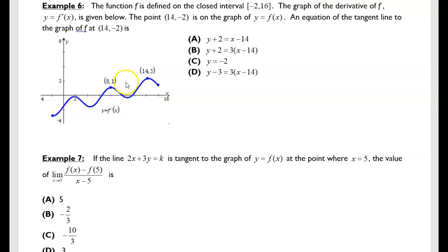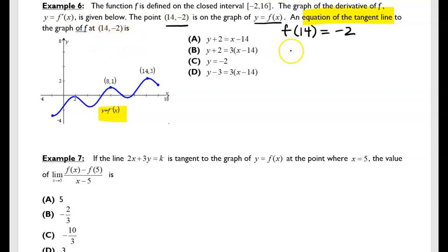In example 6, it tells us about a function f that's defined on the closed interval from -2 to 16. The graph of the derivative is shown here. So again, pay attention, this is the graph of the derivative. So it's talking about some other function f of x, which is not shown. The one that is shown is f prime. It tells us the point (14, -2) is on the graph y equals f of x. So that tells me f of 14 is equal to -2. Again, that's not this graph, it's some graph that's not shown. And it's asking me for an equation of the tangent line. So pay attention to what it's actually asking you for. To the graph of f at (14, -2).